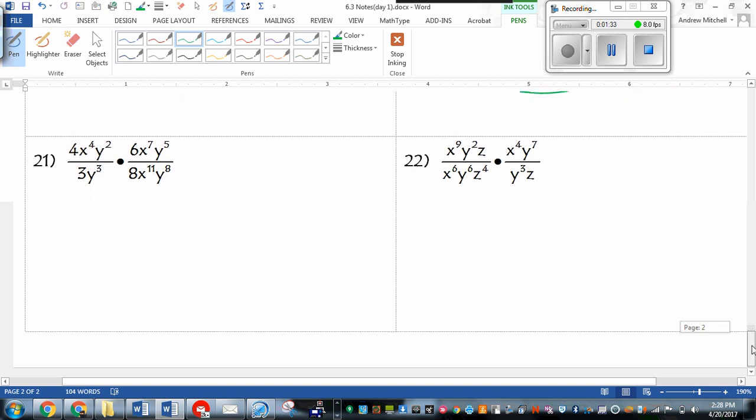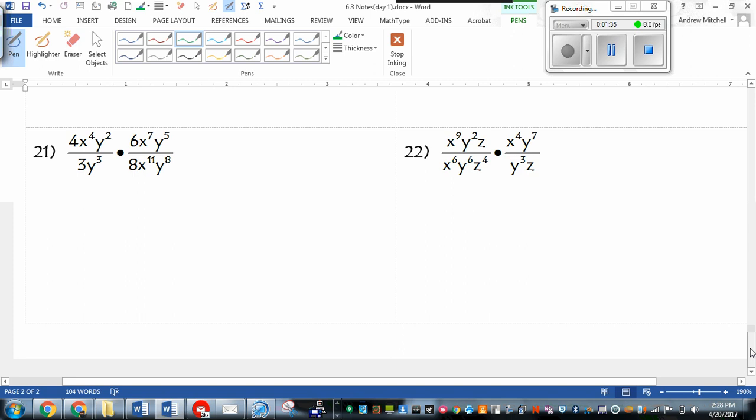So one more together before you try one on your own. 21. Multiply first. So I'm going to multiply the 4 and the 6. That gives us 24. 3 times the 8 also gives us 24 on the bottom.